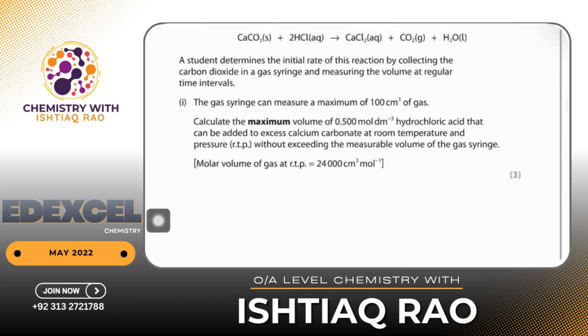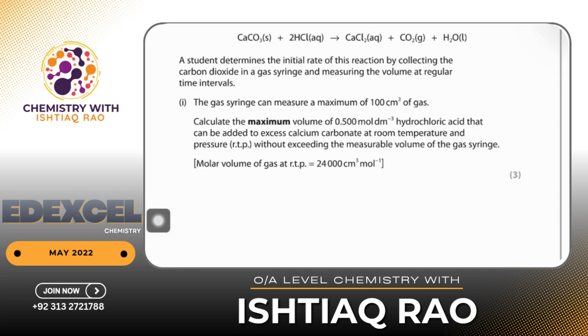Calcium carbonate reacts with this. The gas syringe is this. Okay. Calculate the volume of HCl that can be added to excess calcium carbonate at room temperature.